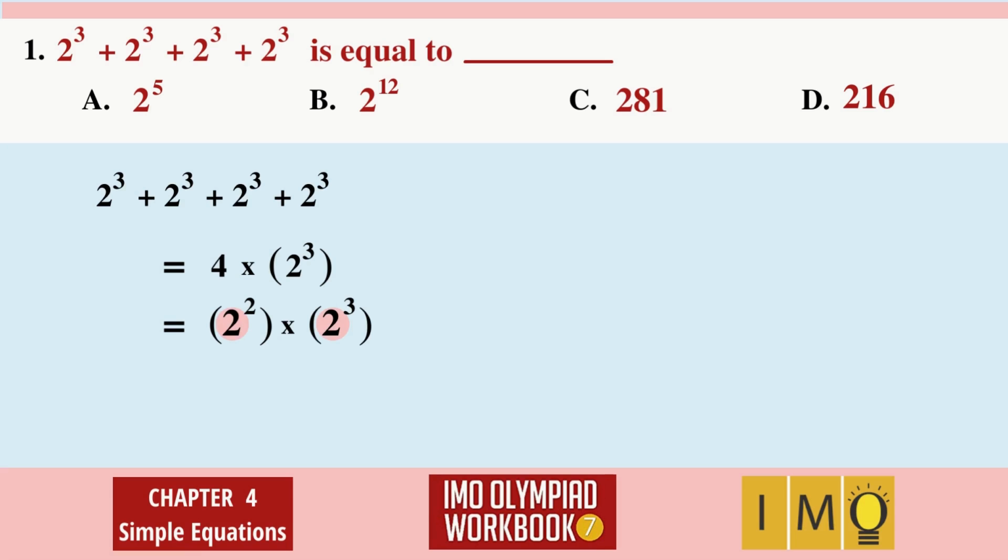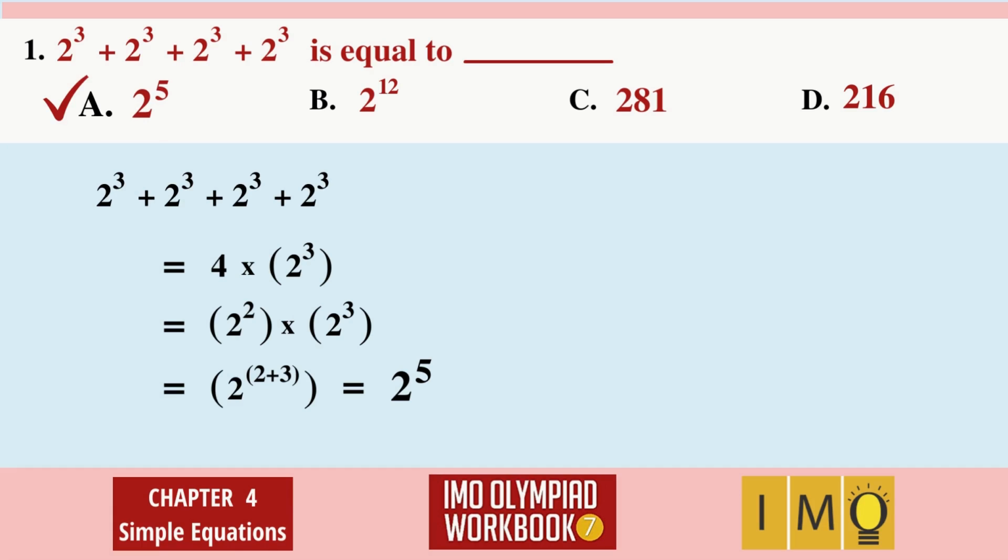Here the base is the same. So we can add the powers. Our answer becomes 2 to the power of 2 plus 3, which is 2 to the power of 5. So our option A is correct.